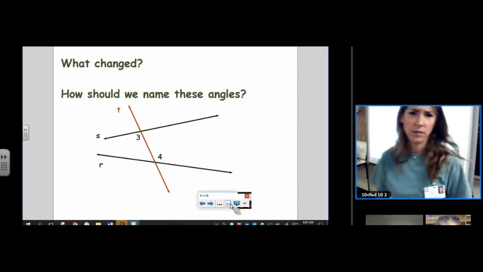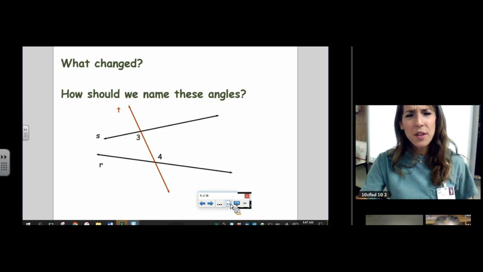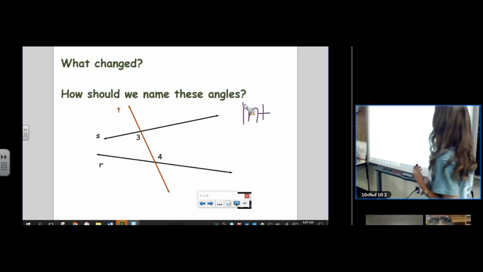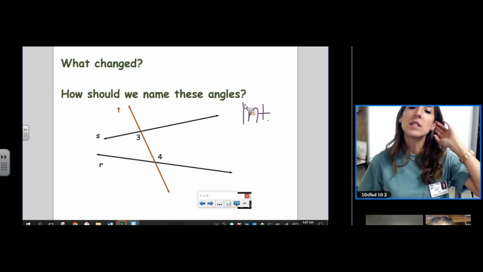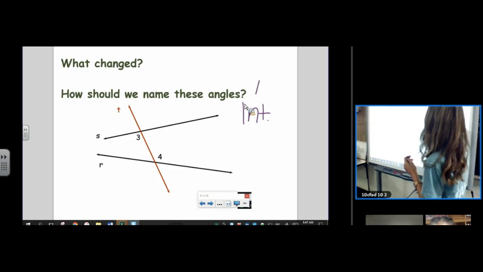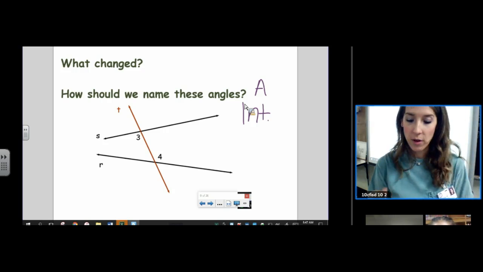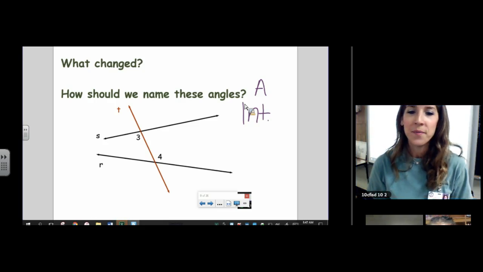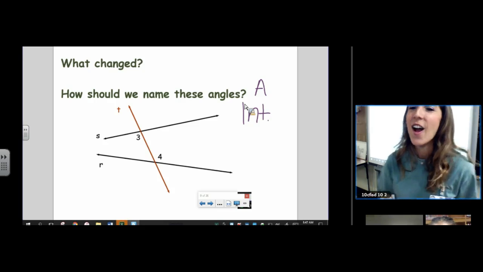Okay, so what changed? The numbers changed. They were 1 and 2, now they're 3 and 4. So they're still interior, right? They're still interior, but they are no longer on the same side of T. We're not going to use the word opposite. We're going to use a different word, and it starts with an A. For the vocab word, I know your sheet describes them as opposite sides. I know. What's a word that starts with an A? There you go, Chisholm. Good.